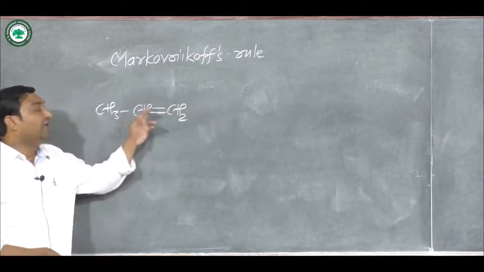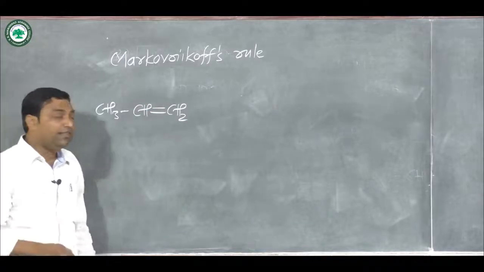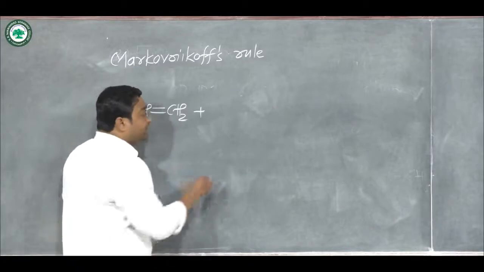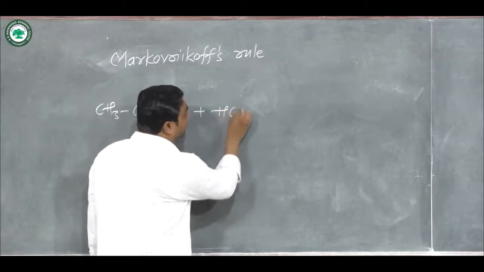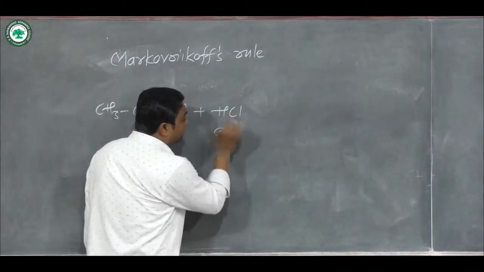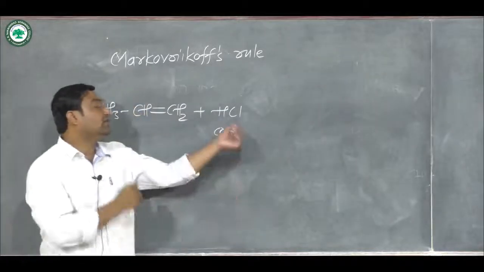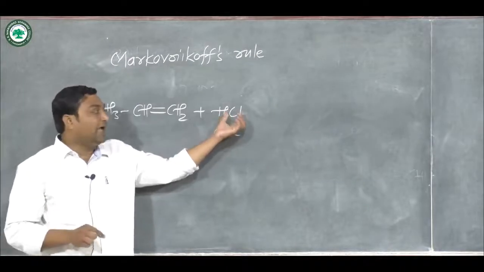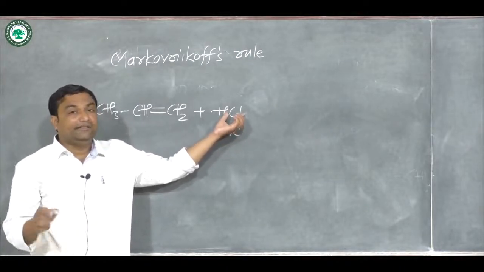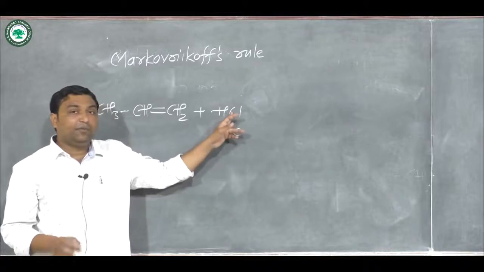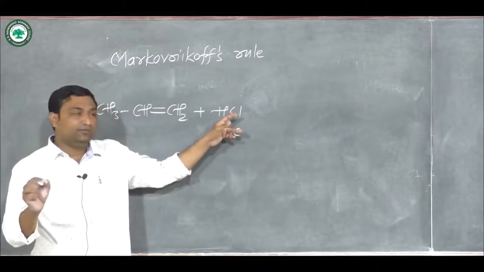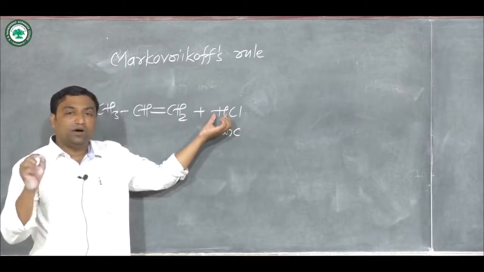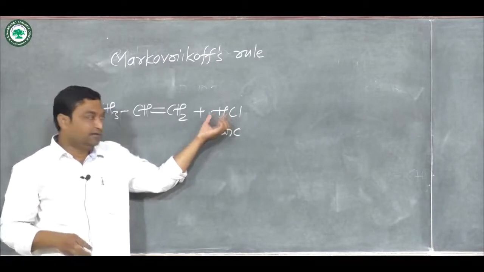Now when I treat this 1-propene with concentrated hydrochloric acid, that is concentrated HCl, we know that the chlorine atom has higher electronegativity. That's why it becomes partially negative, whereas this hydrogen atom carries protonic character.